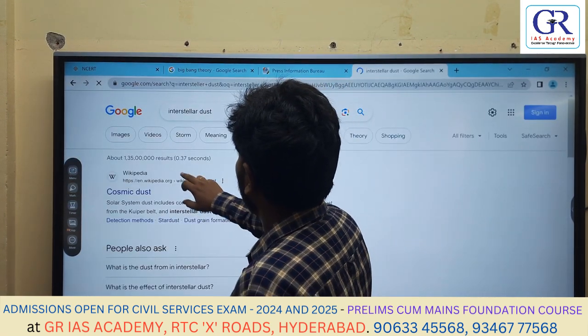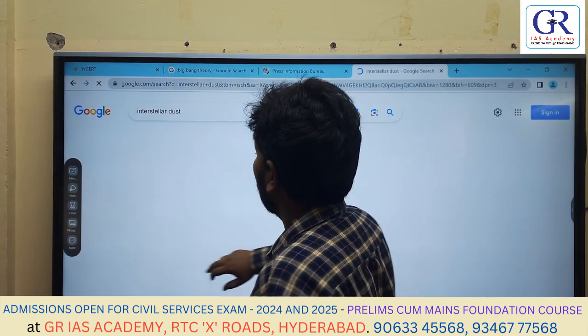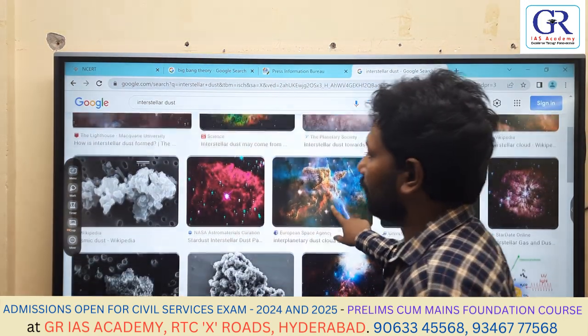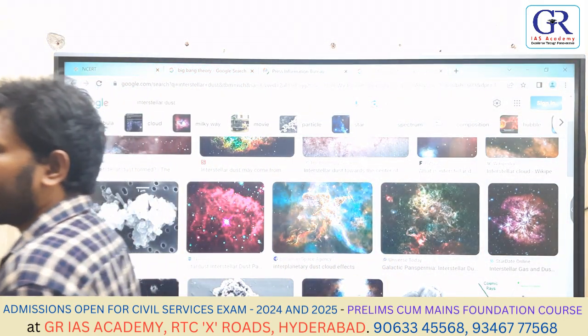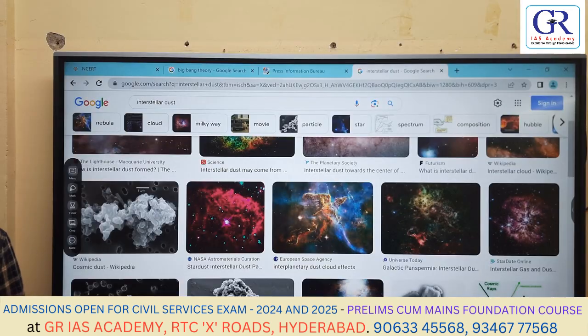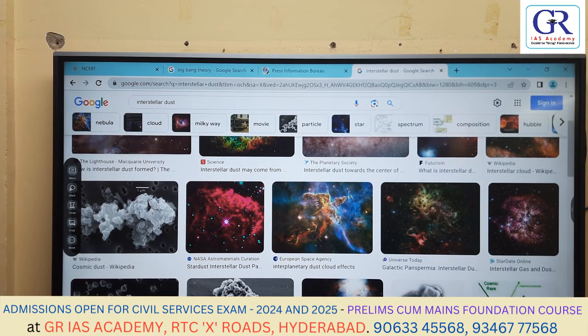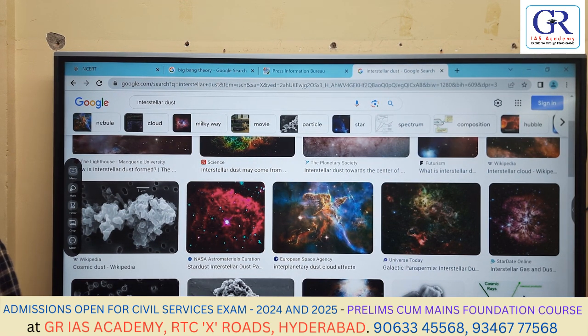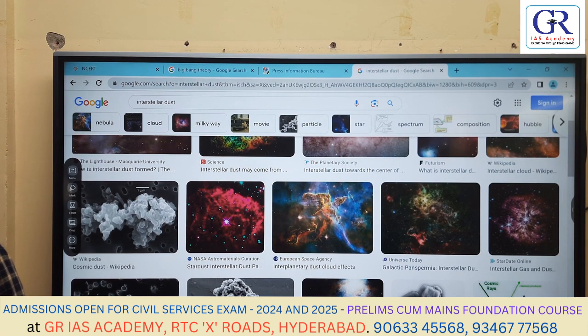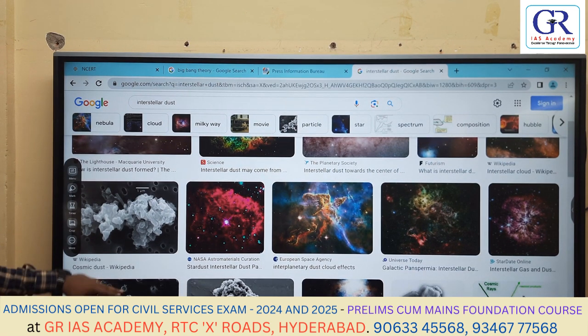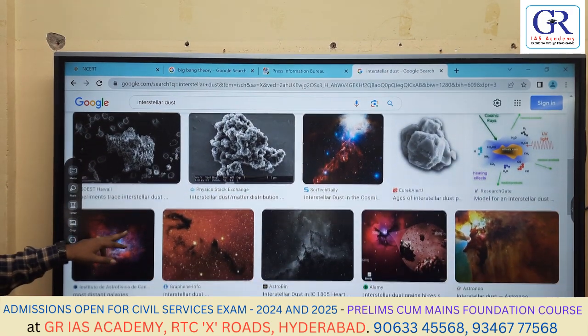Very important: interstellar dust, also called cosmic dust. This was asked in UPSC. What is interstellar dust? It's cosmic dust which is the base for the formation of planets. Right? If you want, you can make a note: interstellar dust is cosmic dust which is the base for the foundation of planets, also called stardust. Stardust, cosmic dust, interstellar dust.